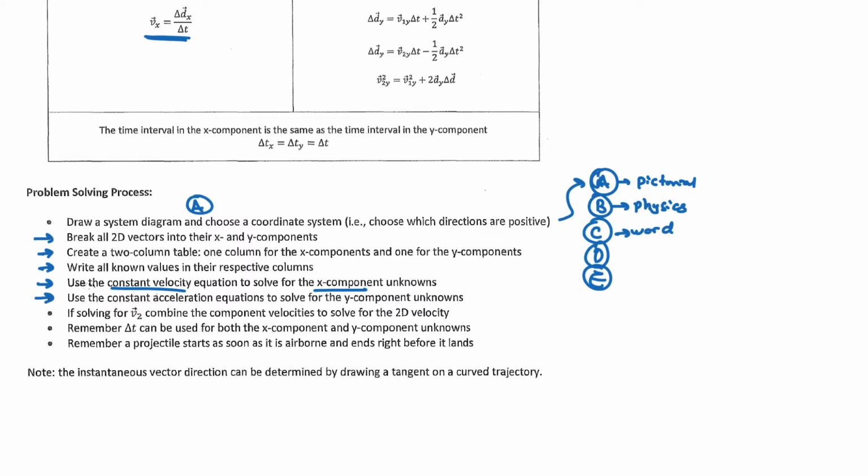If solving for final velocity, combine the component velocities to solve the 2D vector. We'll do an example of that, you will see. And remember that delta t, or the change in time, can be used for both the x and y component unknowns. And remember, a projectile starts as soon as it is airborne and ends right before it lands.